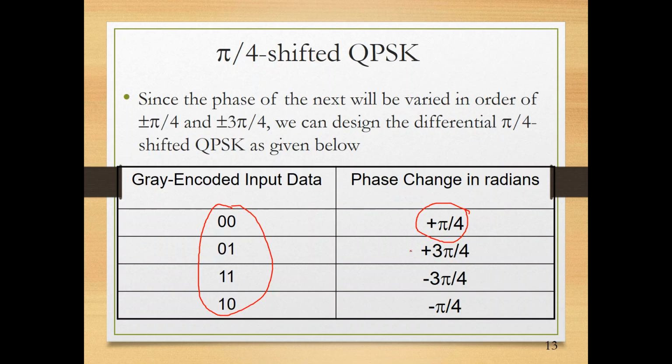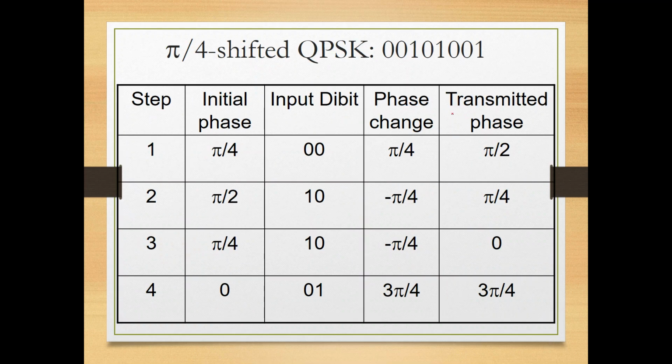This is the mapping table. Is this the only mapping table? No, you can't change it. But make sure you don't pass through the origin. You don't make the phase change by pi suddenly. Okay? Then let's take an example.